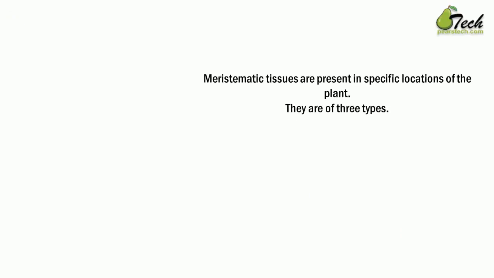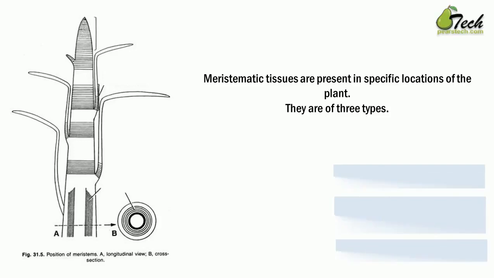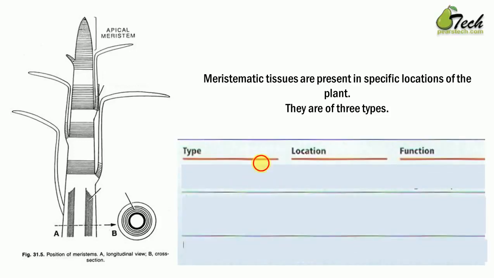Meristematic tissues are present in specific locations of the plant. There are three types. When you see a plant, the plants are growing from their nodes, you know that, and plants are growing from the tip, the top portion, and they are also increasing in girth when growing, right? The diameter of the tree grows also. So we are going to see that here. Now this is a typical plant. This is an apical meristem. These apical meristems you find at the top of the plant.